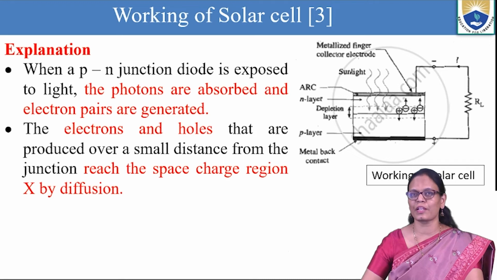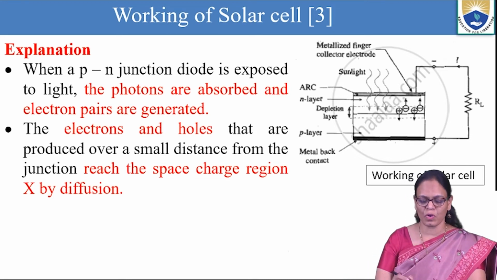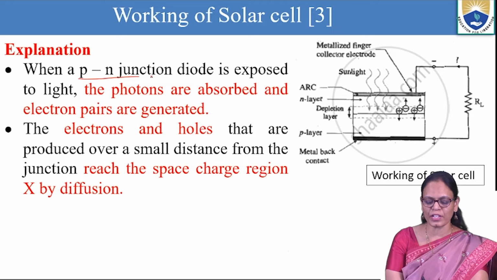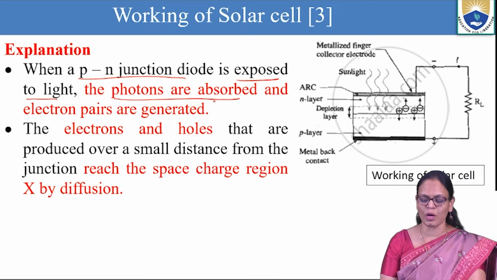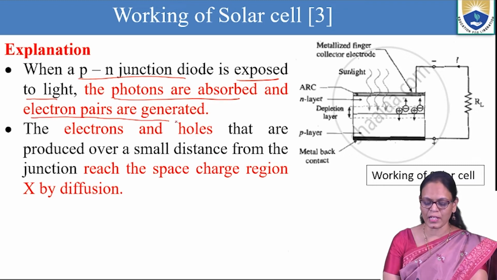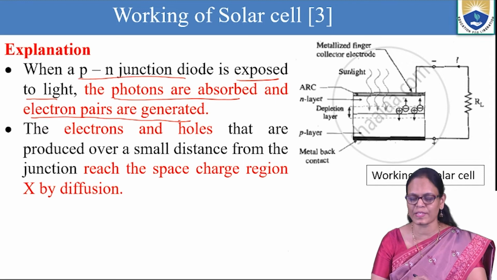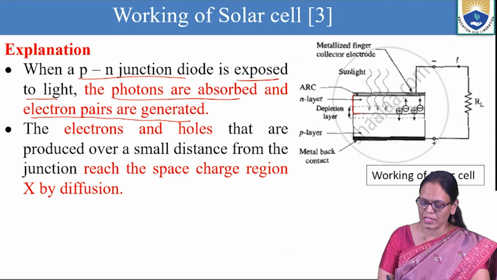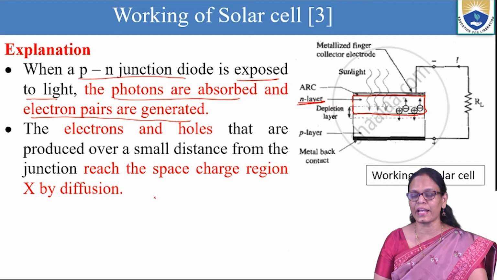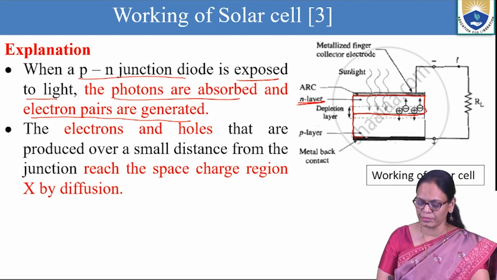Now let us see the explanation with the help of this diagram. So first, the PN junction is exposed to light, the photons are absorbed and electron-hole pairs are generated. These are the 3 processes we have seen. Now you see here, we have taken this layer. This is the N layer, and this is the P layer. 2 types of layers we have to take. So a junction is formed. This is the junction and this is the depletion region.